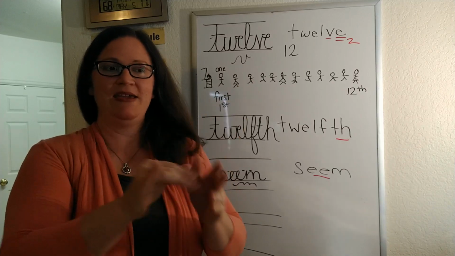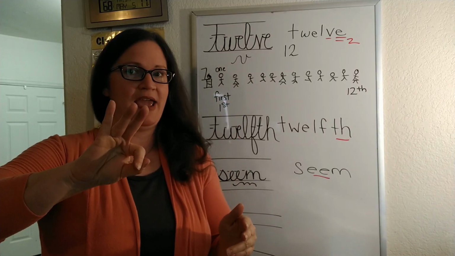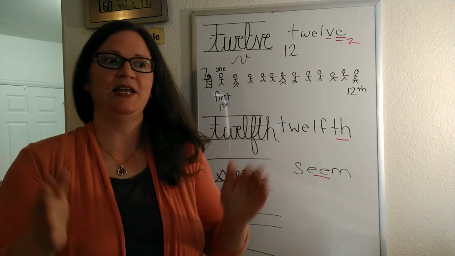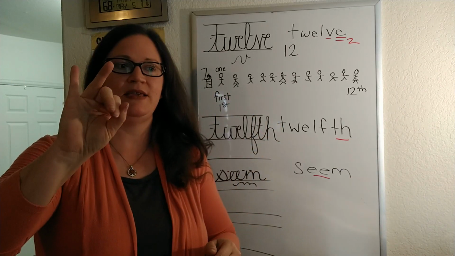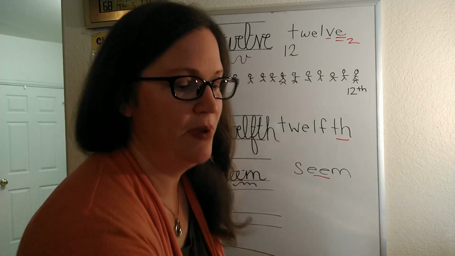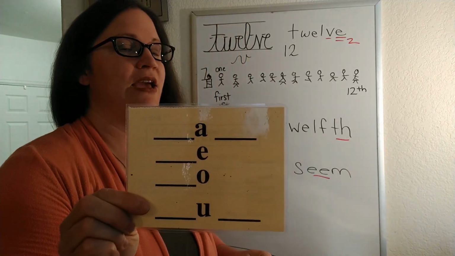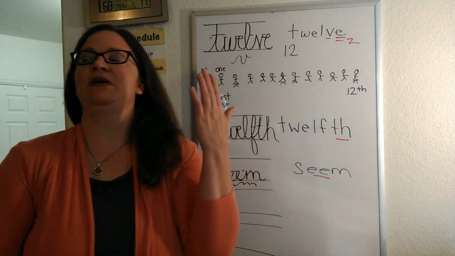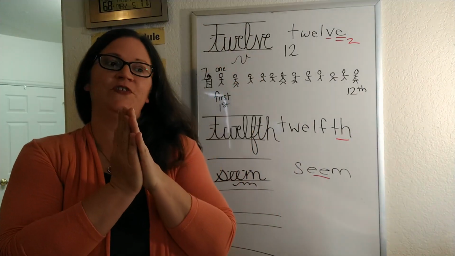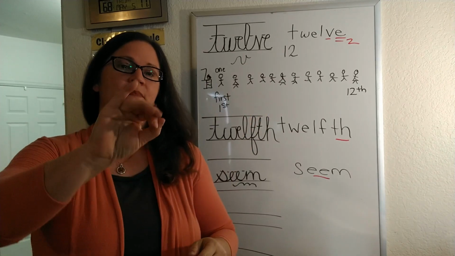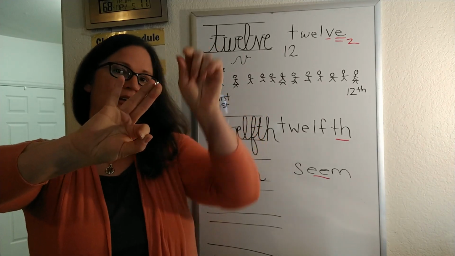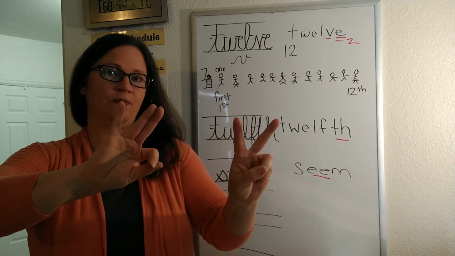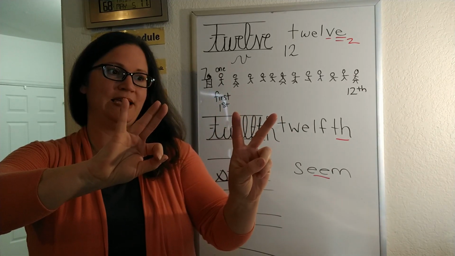First syllable, may, A. See my fingers? Second syllable, be, e. And remember, A, E, and O, you can say E at the end of a syllable. Okay? Do it with me. May be. First syllable, may, A. Second syllable, be, e. We got may, be.